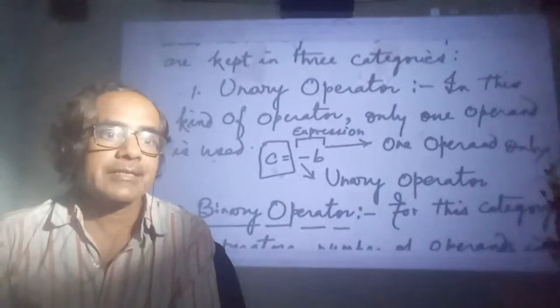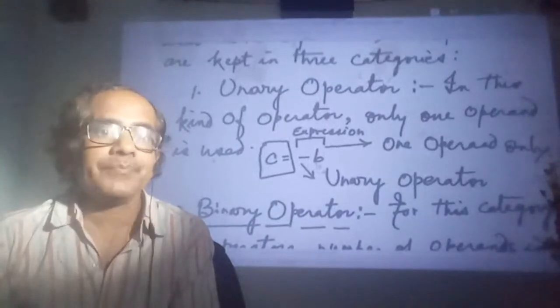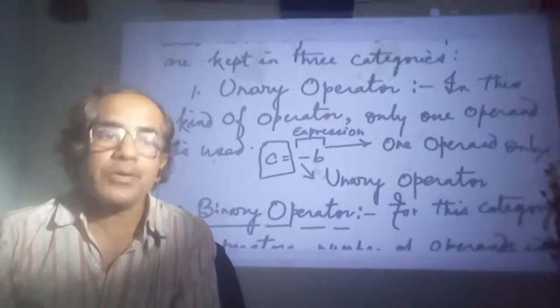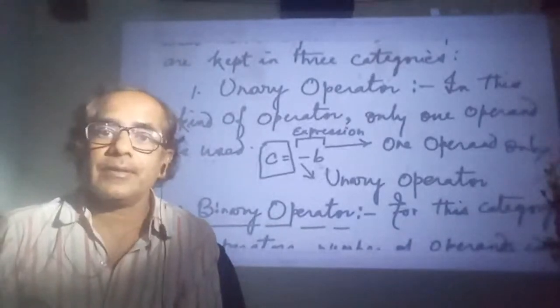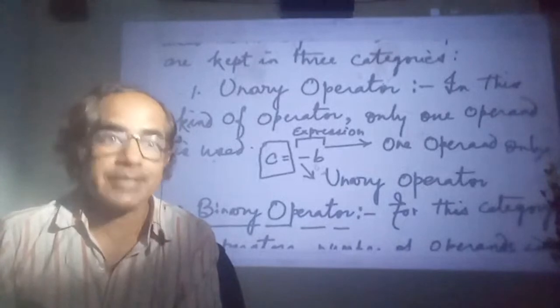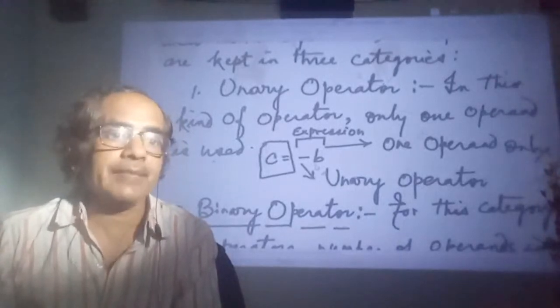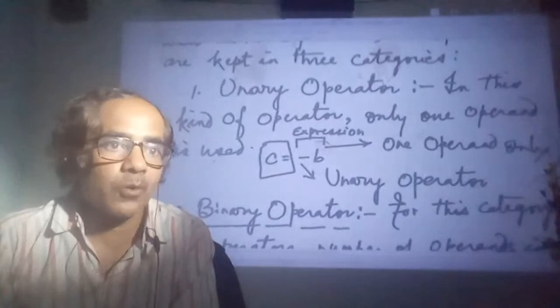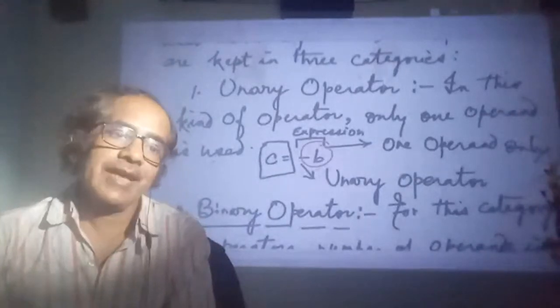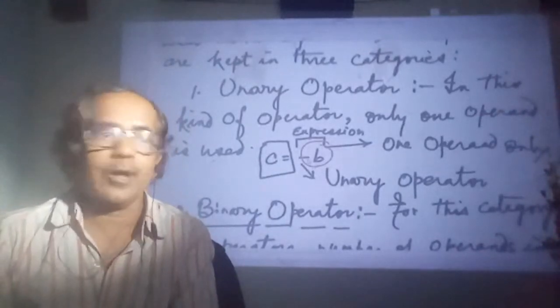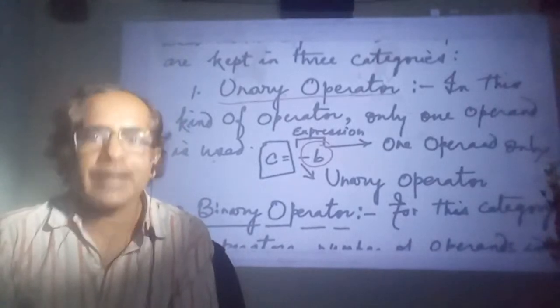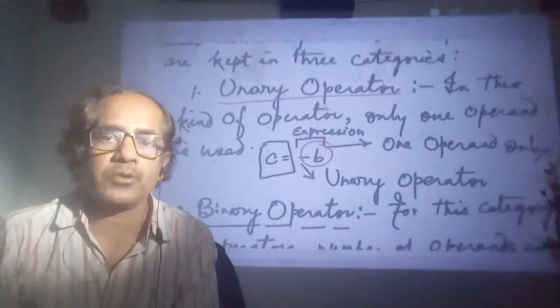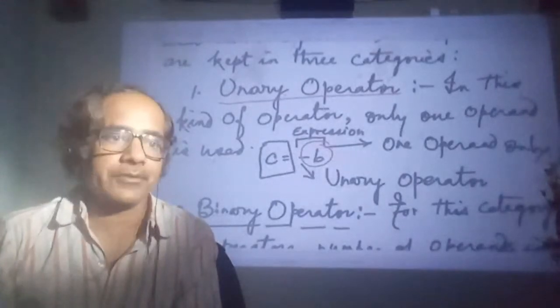When you write c equal to minus b, that means you are taking the additive inverse of the value contained in the variable. So minus b, this whole is an expression having one operand and one operator. This kind of operator is called unary operator. There are other unary operators. Last day also I told, I will tell you later on about it.